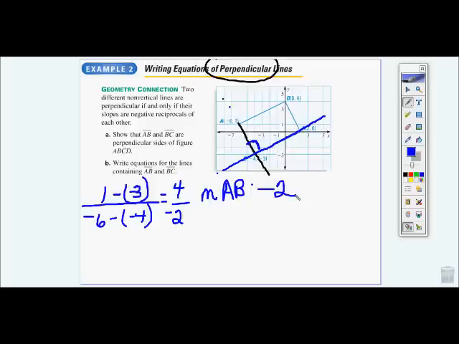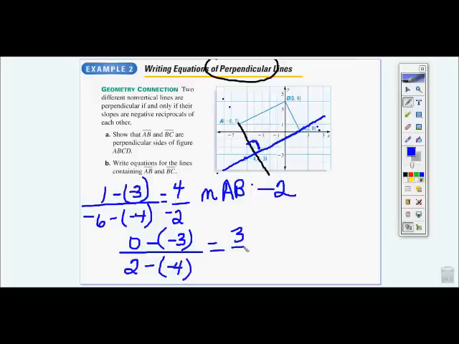Now, if we figure the slope of BC, let's go ahead and we'll start with over here for our second one. So we'll do 0 minus, again, my negative 3, and we'll do 2 minus, and again, it's going to be the negative 4. 0 minus negative 3 would be a positive 3, and 2 minus negative 4 would be a positive 6. And so I can go ahead and reduce that, and I get the slope of 1/2. So that's the slope of BC.